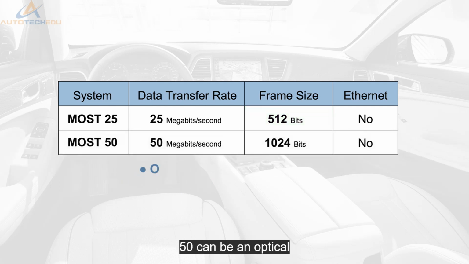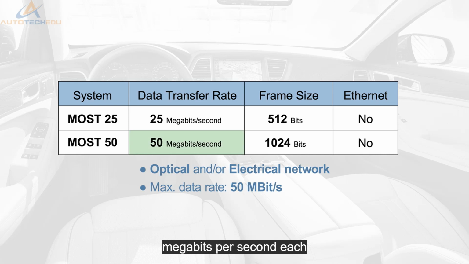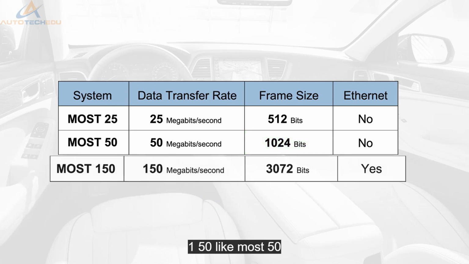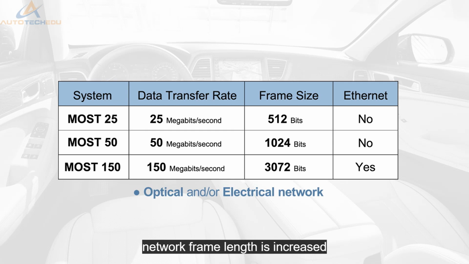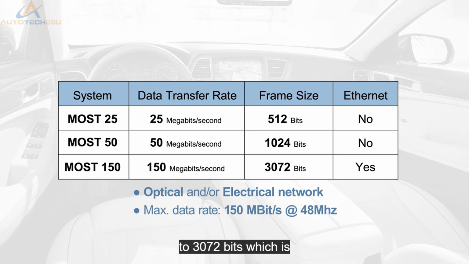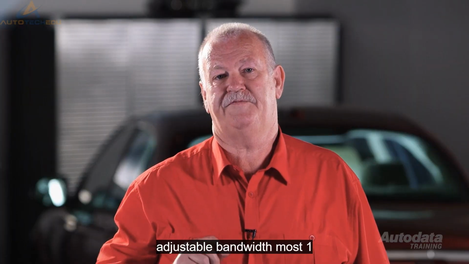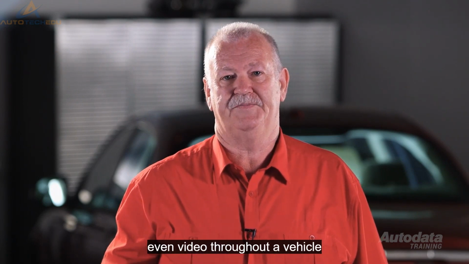MOST 50 can be an optical and/or electrical network with a bit rate of 50 megabits per second. Each frame consists of 1024 bits and can hold 117 bytes of data. The latest is MOST 150. Like MOST 50, it can be an optical and/or an electrical network. Frame length is increased to 3072 bits, which is about 6 times the bandwidth of MOST 25. There's also an Ethernet channel with adjustable bandwidth. MOST 150 will be capable of transmitting all infotainment data, even video, throughout a vehicle.